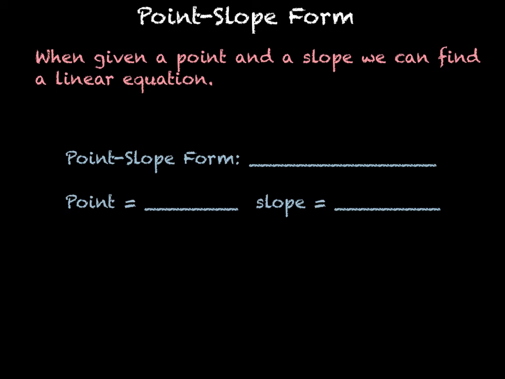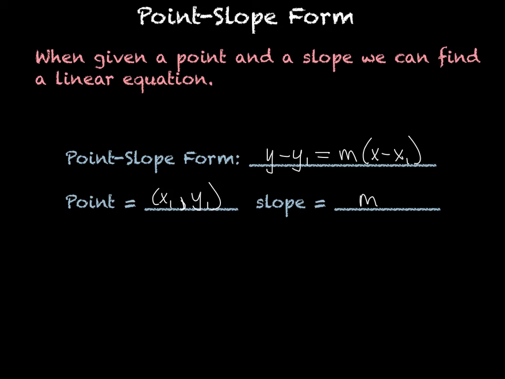Point-slope form. When given a point and a slope, we may find a linear equation, and this equation is called point-slope form. So if we want to know how to do this, we take a point and a slope. The point is (x subscript 1, y subscript 1), and the slope is going to still be m as it has been in the past. Alright, so my formula is y minus y subscript 1 equals m times the quantity x minus x subscript 1.